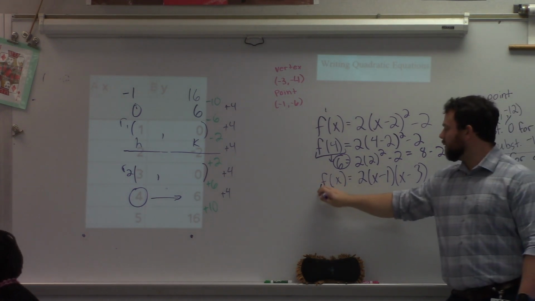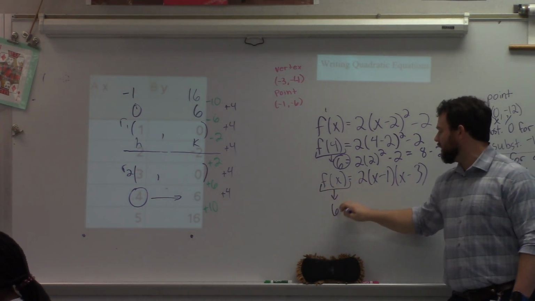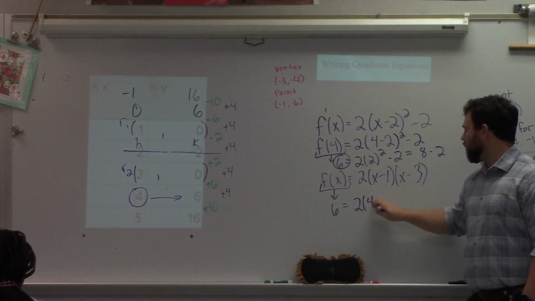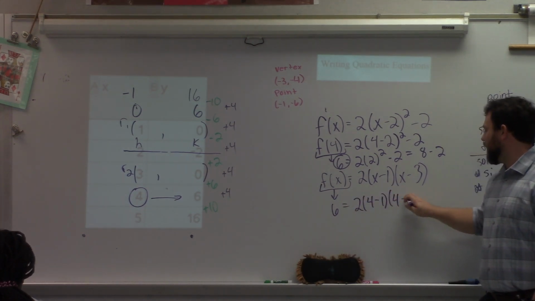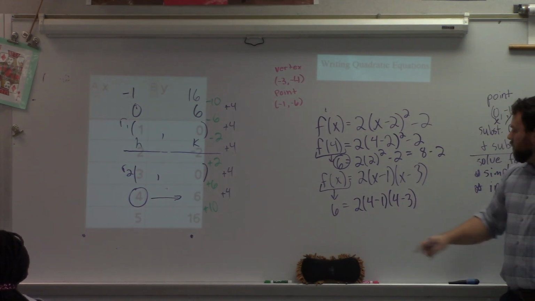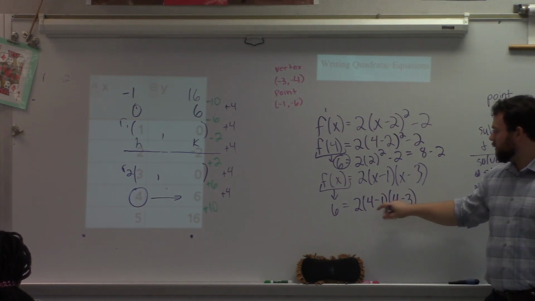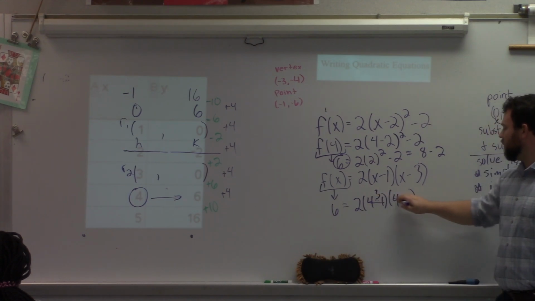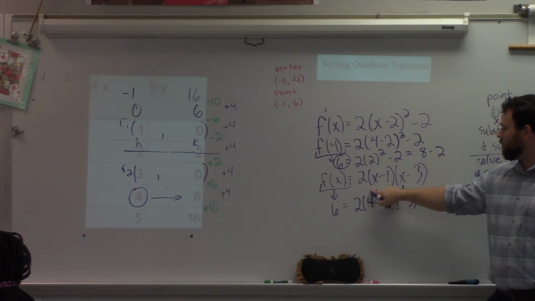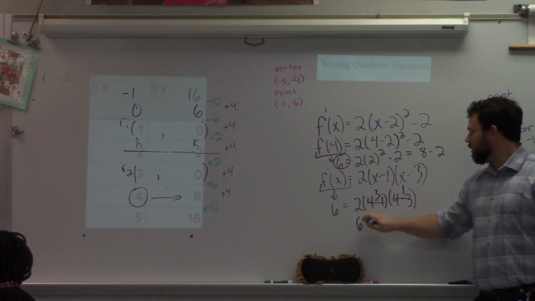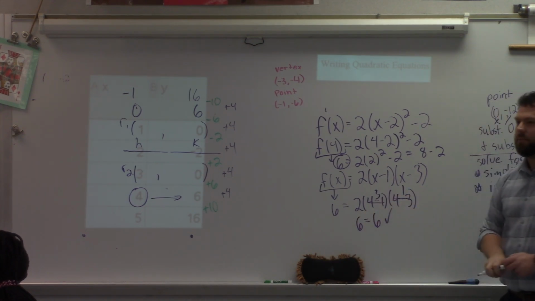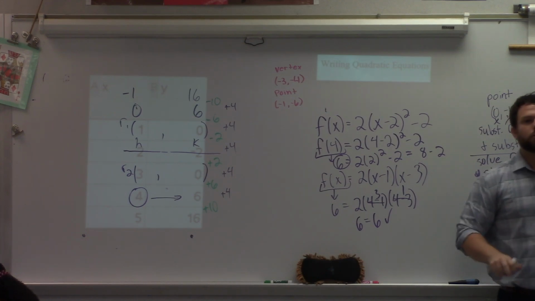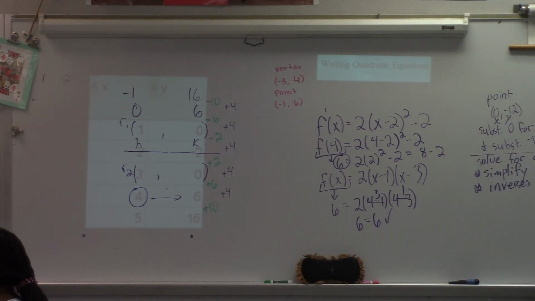If I check it here, right, my output again is 6. 4 minus 1 times 4 minus 3. What's 4 minus 1? 3. What's 4 minus 3? And what's 2 times 3? Times 1? So the same input mapped to the same output. So use your understanding of equivalency to show that they are equivalent.